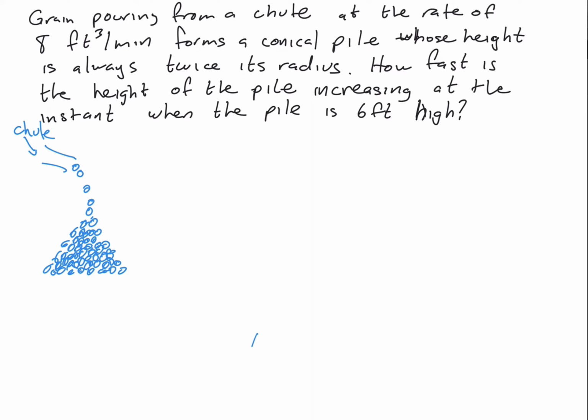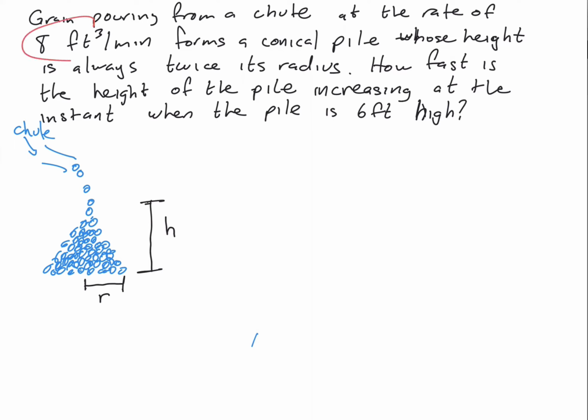And there's the chute. Okay, so what else should I label? The height. Okay, so the height of the pile. I'm just going to label it H. What else should I label? Radius, okay. I'm going to label it R. What else should I write down?